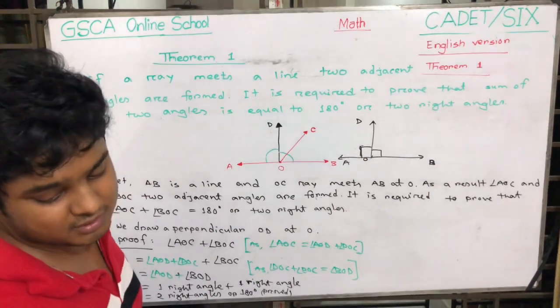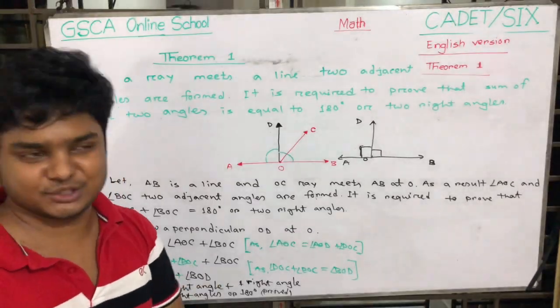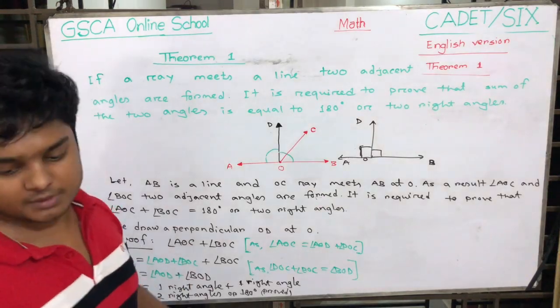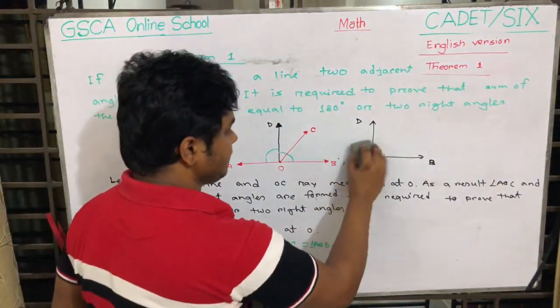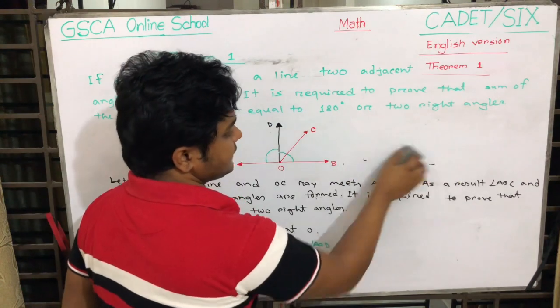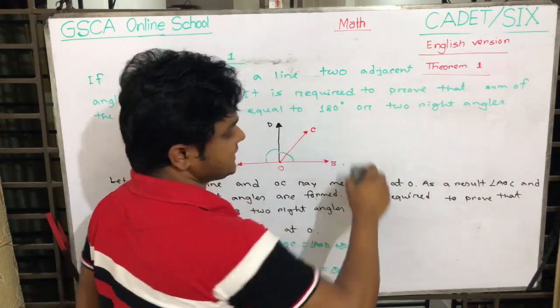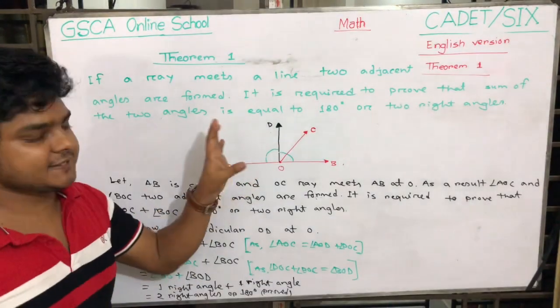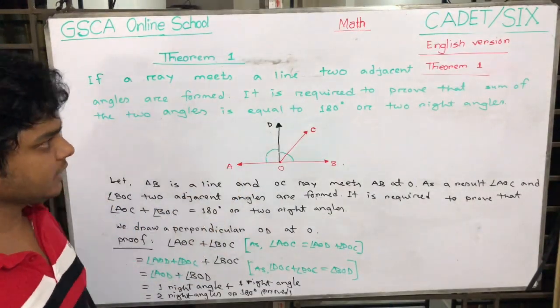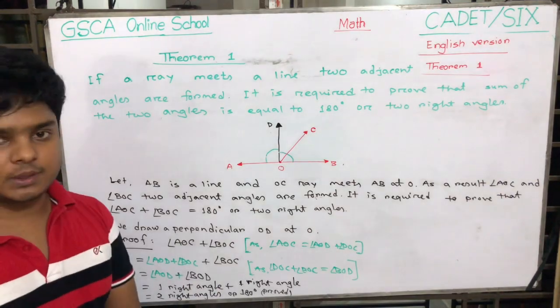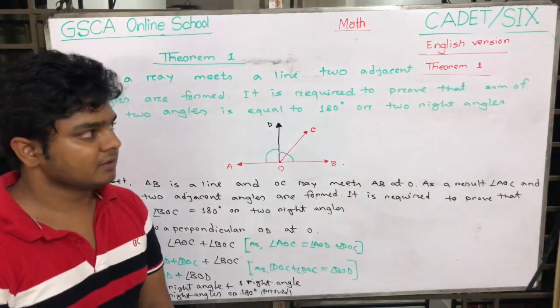Is it so hard, so tough? I think no. It's so easy. So keep practicing. All these are for understanding purposes. We'll just draw this figure only. Okay, so this is all about theorem 1. In our next class we will discuss theorem 2. Till then, Allah Hafiz.